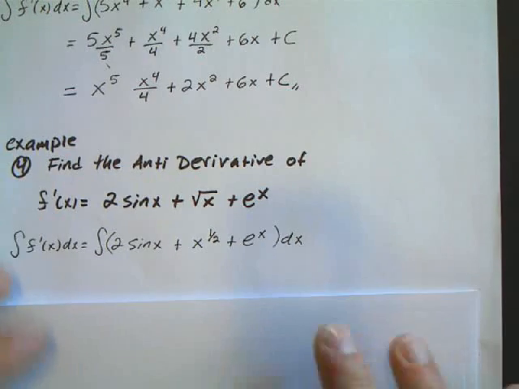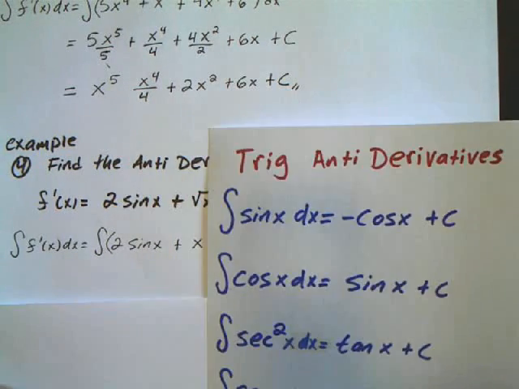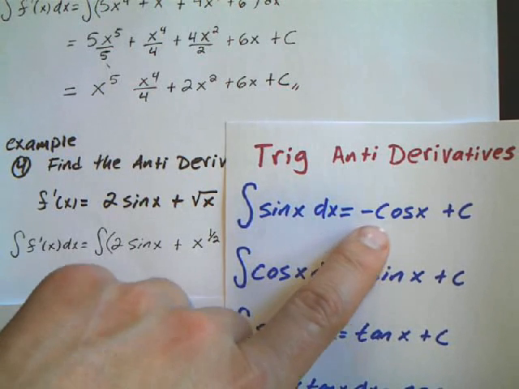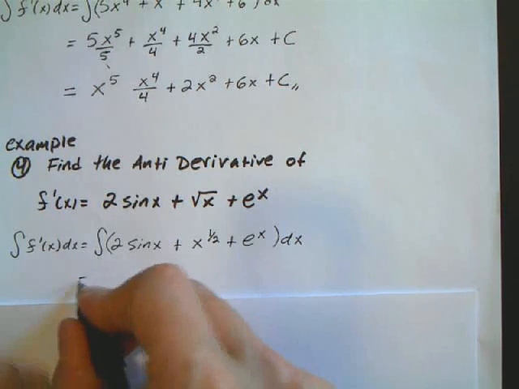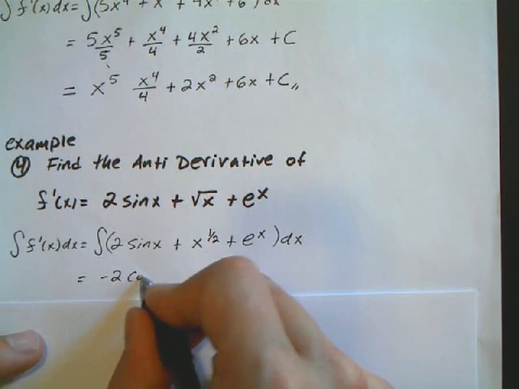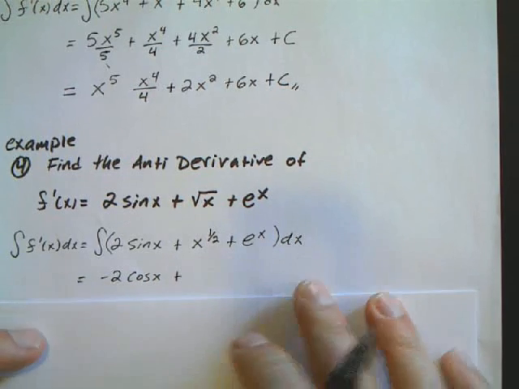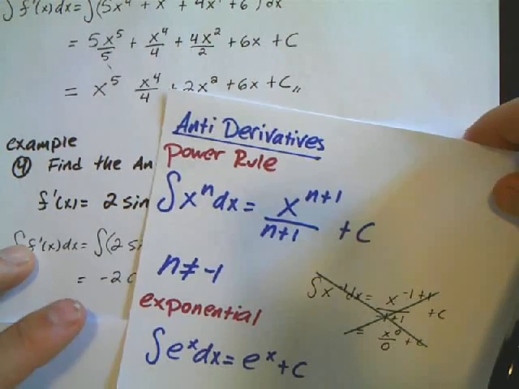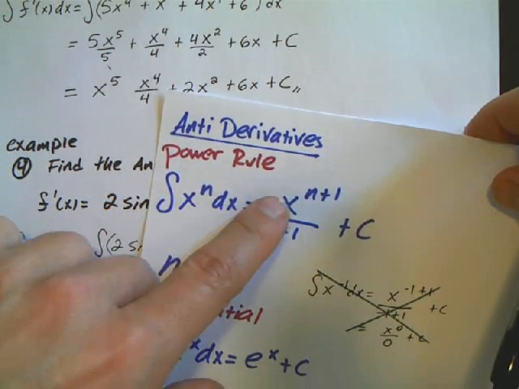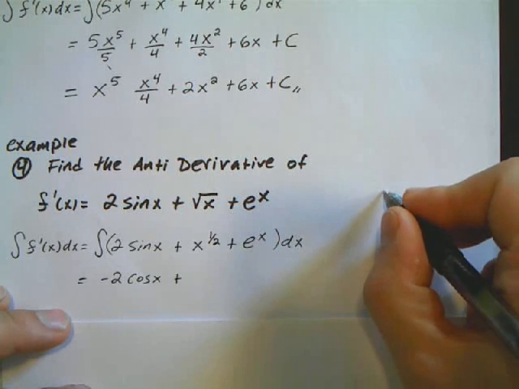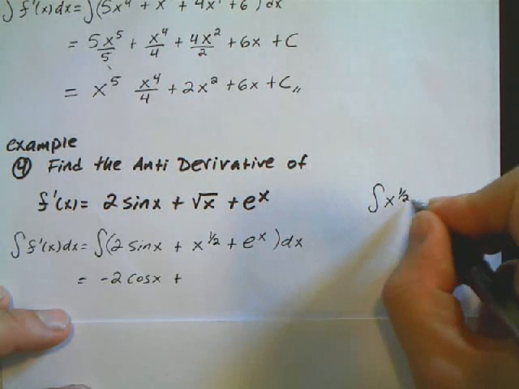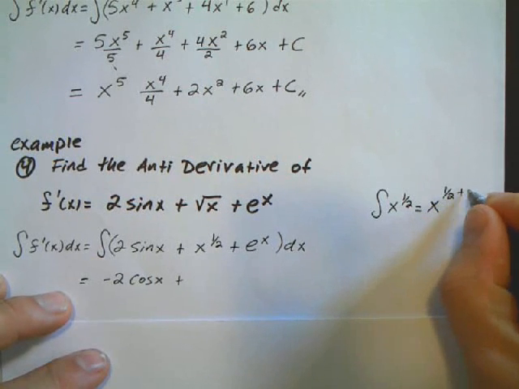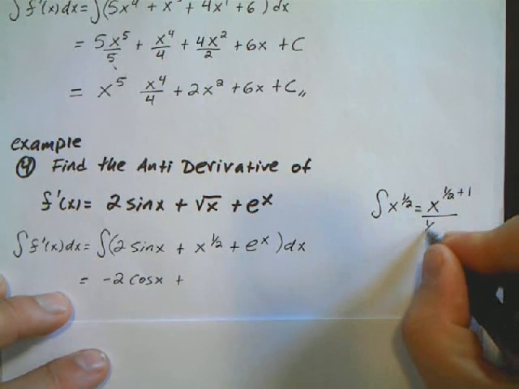And I go ahead and look at my trig derivative, antiderivative, and notice that the antiderivative for sine is now negative cosine. So it's going to be negative 2 cosine of x plus, now I'm going to go ahead and add this by 1 over here on the side. So the power rule says you take whatever power it is, add it by 1. So it's going to be x to the 1/2 is, let's see here, 1/2 plus 1 all over 1/2 plus 1.